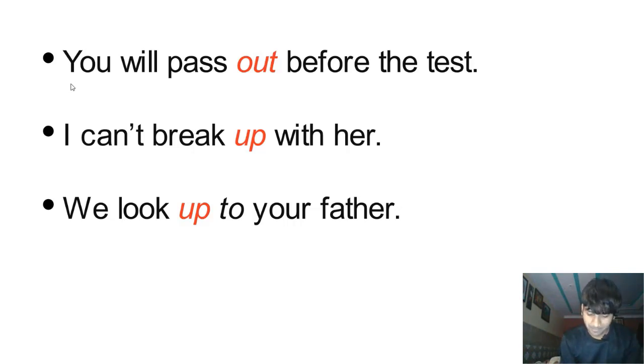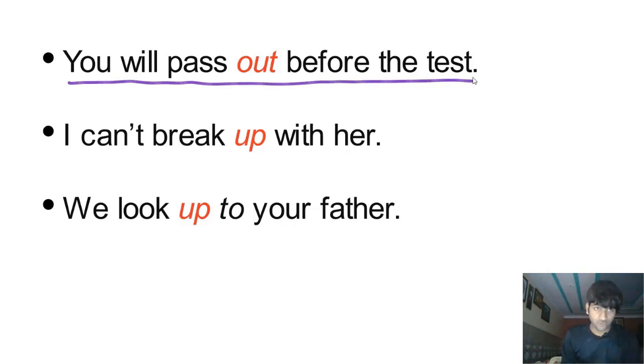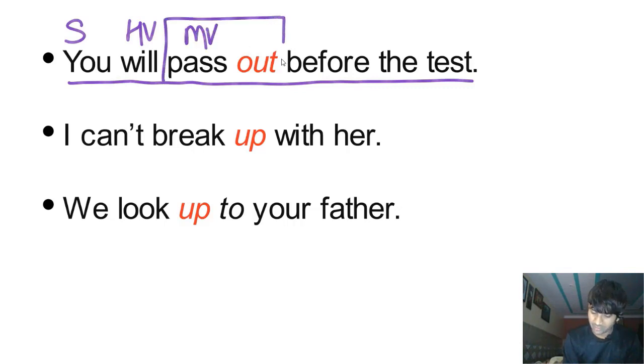Example number 1: You will pass out before the test. You, subject; will, helping verb, auxiliary verb; pass, main verb; out, preposition, and this is a phrasal verb. Pass out, this is a preposition. Before the test is basically an adjunct. You will pass out before the test. This will happen to you, and we're also talking about the time of the action, which is before the test.